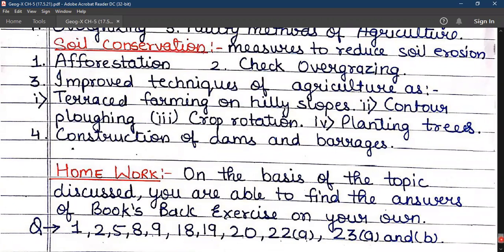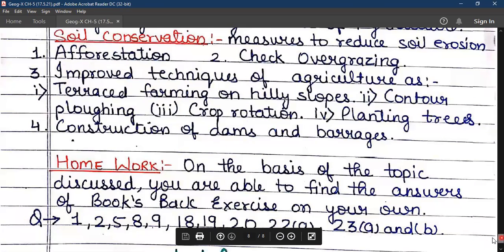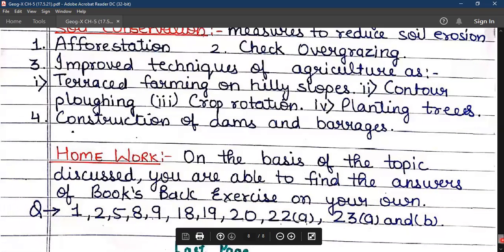I hope you all have understood the topic very well. So, on the basis of the topic discussed, now you are able to find the answers of the back exercise questions. Question number 1, 2, 5, 8, 9, 18, 19, 20, 22A, 23A, and B.